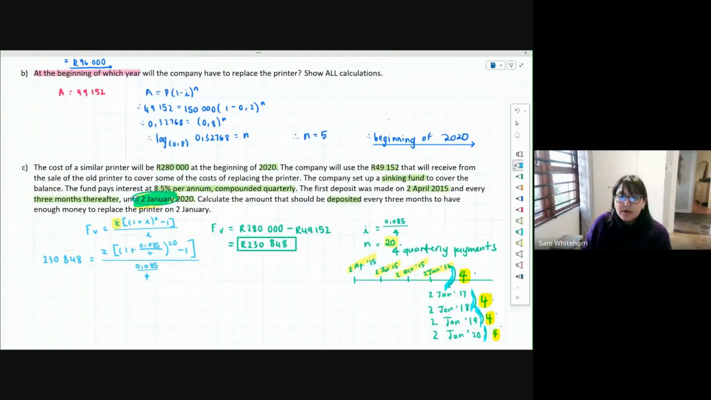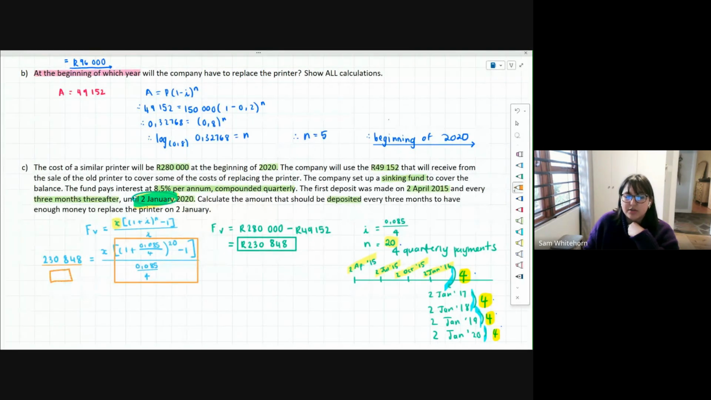Now, most of us would now multiply both sides by the denominator 0,085 over 4, and then divide everything by that square bracket. Remember, I did explain to you that technically, because the X is being multiplied by this orange block, what we could do is just divide the left-hand side by that whole orange block. You don't have to do it like that. It's entirely up to you. But either way, we end up with an X value, so a quarterly installment of 9,383 Rand 26 cents.